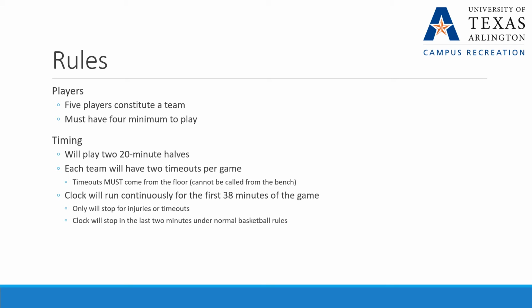The clock will run continuously for the first 38 minutes of the game. That only stops for injuries or timeouts during that segment. In the last 2 minutes of the game, the clock will stop under normal basketball rules, things like out of bounds, referees' whistles, etc.